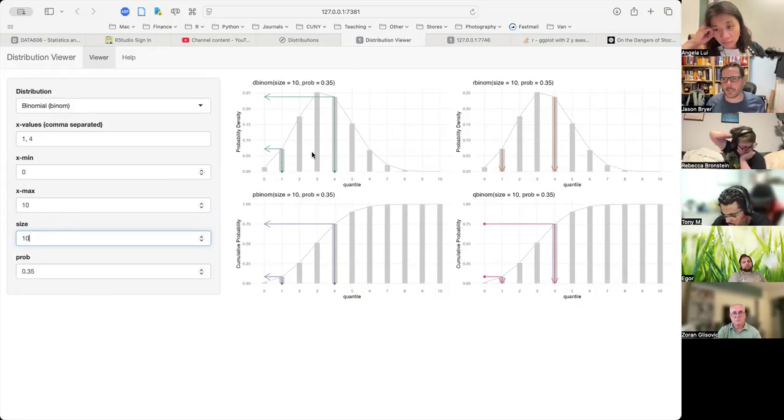But like the normal distribution, we could say at least one. In that case, I would use pbinom, which is going to give me this area. But if I want more than one, I would take one minus that. So we can combine this.